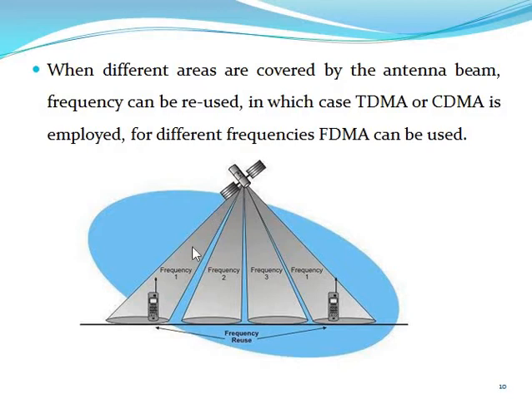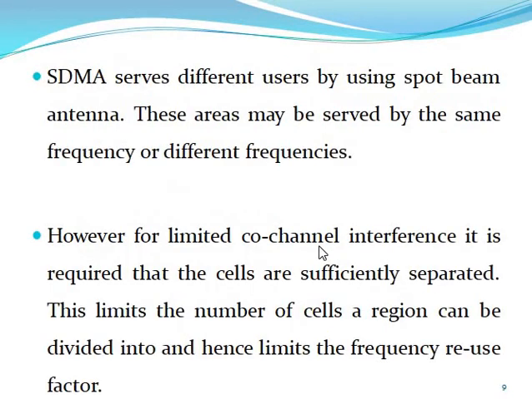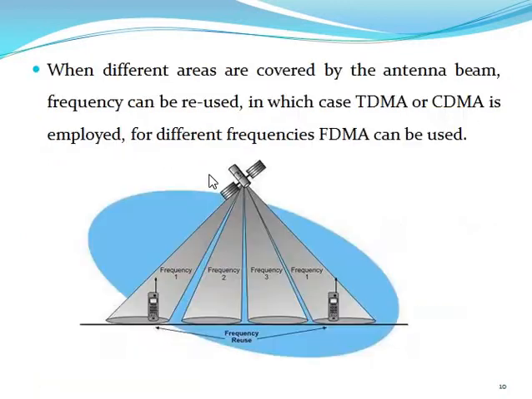You use this frequency to transmit the signal, and you receive it in a particular beam. So SDMA serves different users using slot beams of the antenna, and the antenna may be served with the same frequency or a different frequency. The antenna is divided into different frequencies, and on these frequencies you directly communicate or transmit the data or signal.